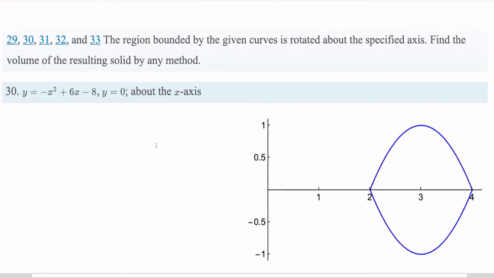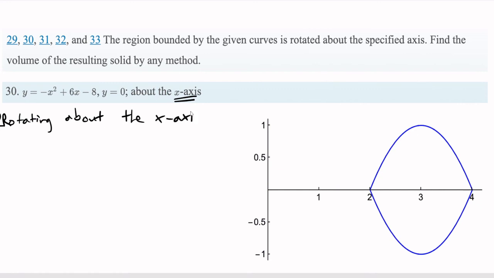So in this example, we are going to be rotating about the x-axis. So let's talk a little bit about what happens here. What's the general thing? Well, when rotating about the x-axis, or any horizontal axis, because I can shift this just like I did the last one, here's what happens.